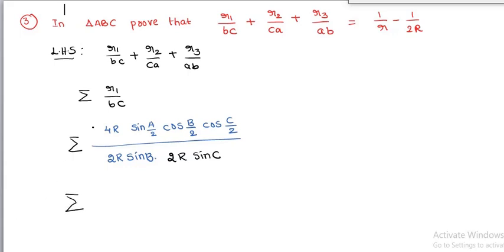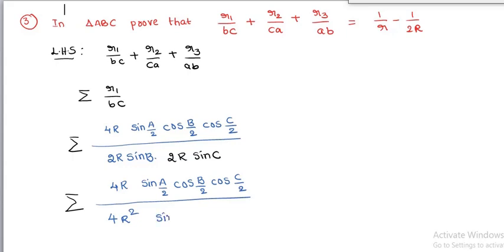So summation 4R sin A by 2 cos B by 2 cos C by 2, whole divided by 2R into 2R, 4R square, sin B sin C. Okay, right now next one.